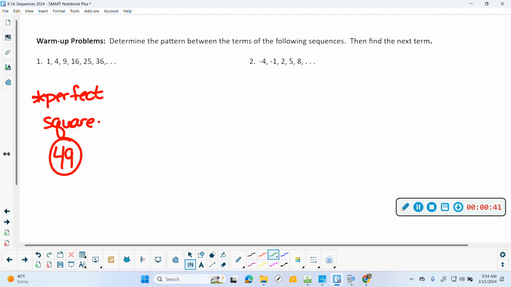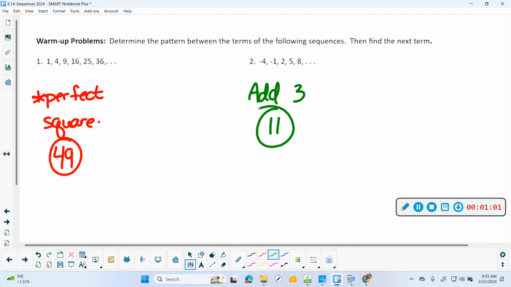Okay, what is the pattern in the next sequence? What do you notice about them? They're going up by 3. You're adding 3 every time. So I'm just going to say add 3. And clearly, super duper easy. What is your next term? 11.